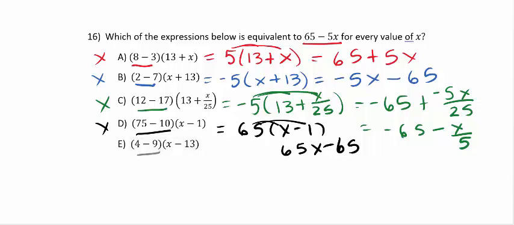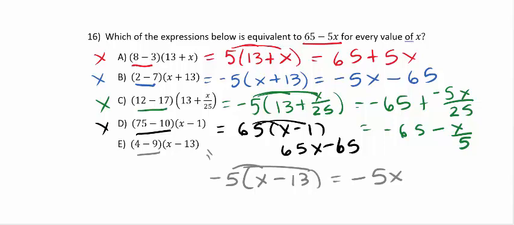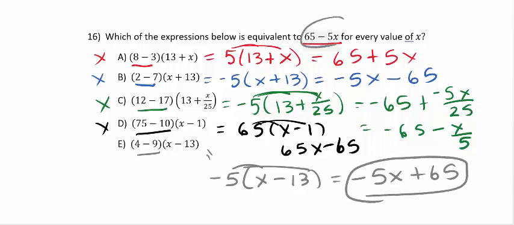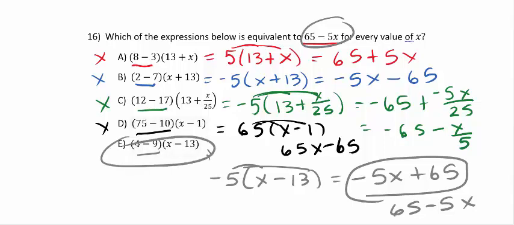4 minus 9 is going to be negative 5. We're going to distribute that to x minus 13. Negative 5 times x is negative 5x, and negative 5 times negative 13 is a plus 65. Now this is the same thing as this, just rewritten in a different order. I could rewrite this to be 65 minus 5x and it would look exactly the same. So our answer is E.